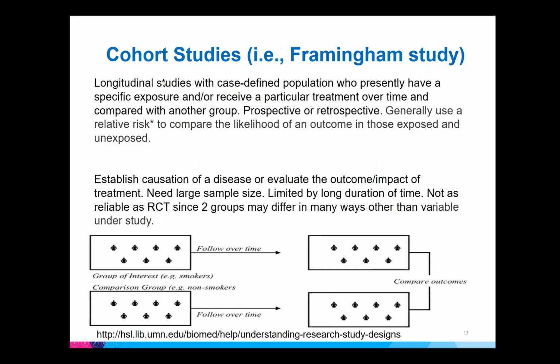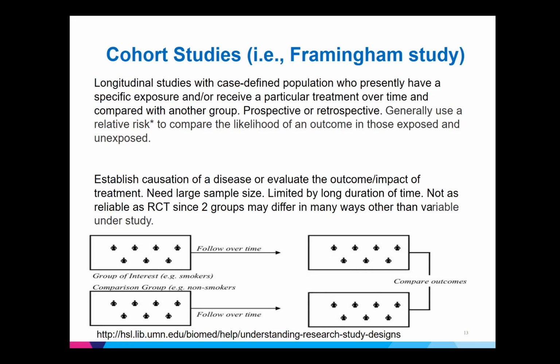The main thing about a cohort study is that it is longitudinal. You have a case-defined population that already has a specific exposure or is receiving a particular treatment over time, and you're comparing them with another group. It can be done prospectively or retrospectively, and you usually are looking at relative risk, comparing the likelihood of an outcome in those exposed and unexposed. You can look at causation of the disease or evaluate the outcome or impact of a treatment, but you need a really large sample size.